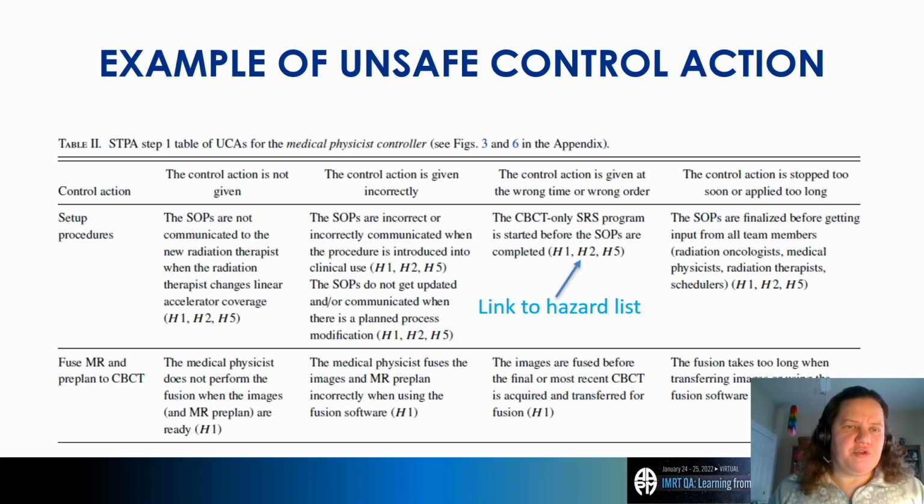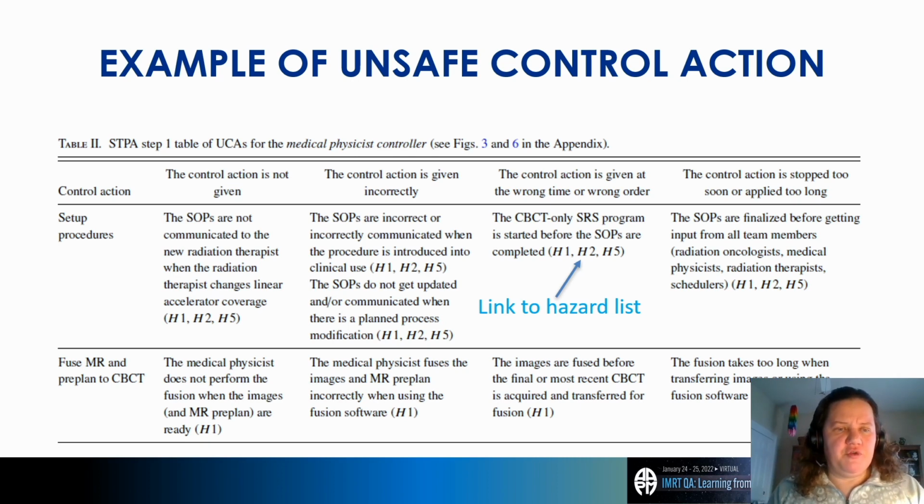And for each control action, you have, in general, 4 different types of things that can go wrong. The control action is not given. The control action is given incorrectly. The control action is given at the wrong time or in the wrong order. Or the control action is stopped too soon or applied too long.